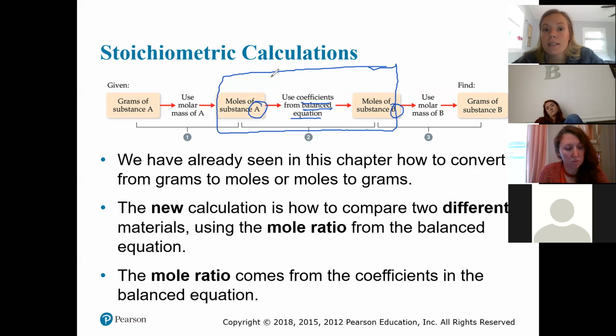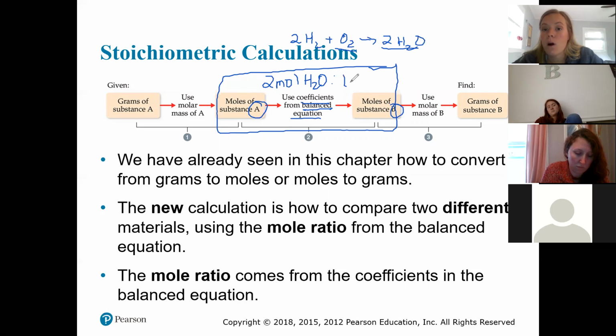So in that last one, let's say we wanted to, what do we have? 2H2 plus O2 produces 2 H2Os. Let's say we had a certain amount of water and we wanted to figure out oxygen. The relationship would be for every 2 moles of water that I want to produce, I would need 1 mole of O2. I'm not pulling those numbers out of thin air. I'm literally just using the coefficient in front of it.